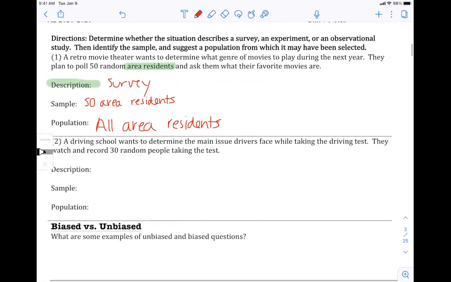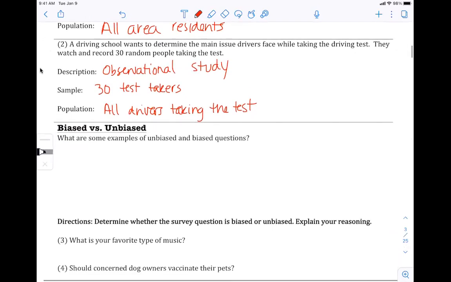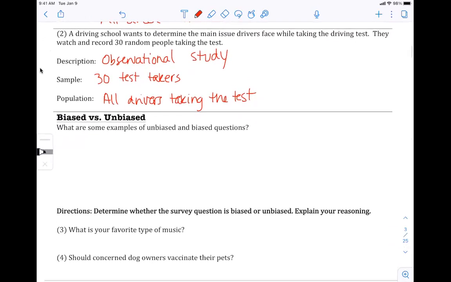If you want to pause your video now, I want you to try example 2 on your own. All right. Answers are up. This one says a driving school wanted to determine the main issue drivers face while taking the driving test. They watch and record 30 random people taking the test.